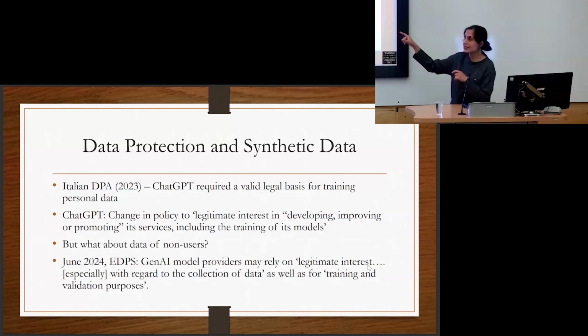Soon after, ChatGPT continued, but one of the criticisms which still comes up in literature is that with this change in policy, what ChatGPT is allowed to do is follow the legitimate interest as regards the personal data of the users who are using ChatGPT, right? But what about non-users, right? There would be many of us who might still not have accessed ChatGPT, but we know that ChatGPT has crawled pretty much through all the data that is there on the websites. In this regard, and I would give it a constructive interpretation, a recent opinion by the European Data Protection Supervisor talks about use of GenAI tools by government organizations in procurement or something. And it says that GenAI model providers may rely on legitimate interest, especially with regard to the collection of data as well as for training and validation purposes.